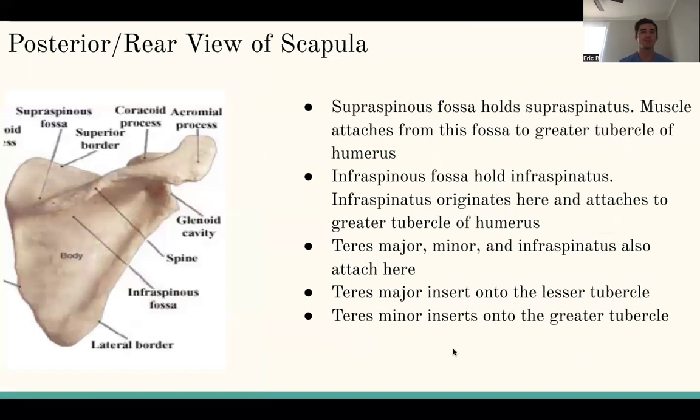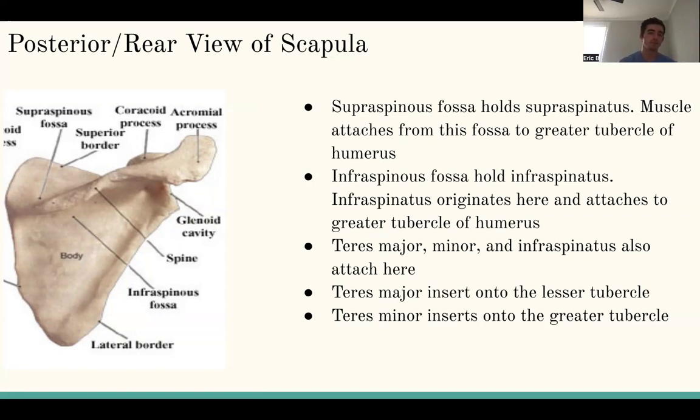Next up, we have the posterior, or rear view of the scapula. We have the supraspinatus fossa, which allows for that runway for the supraspinatus muscle. The supraspinatus muscle inserts onto the greater tubercle, and for the early phase of abduction at the glenohumeral joint, this muscle is doing a lot of the work.